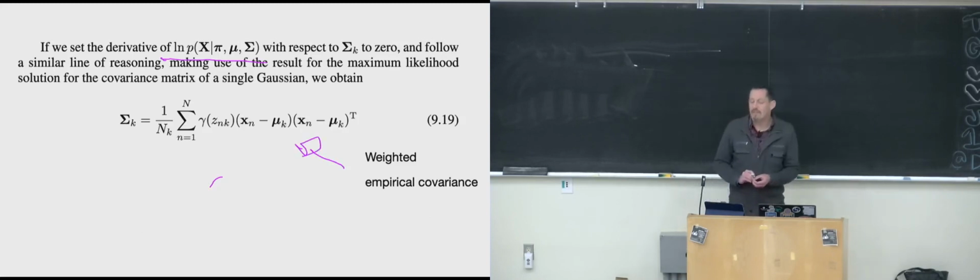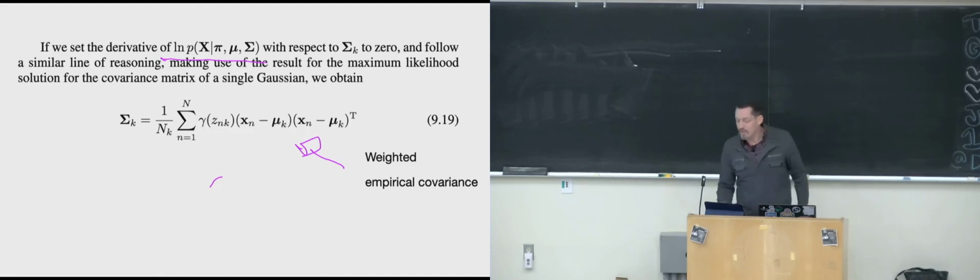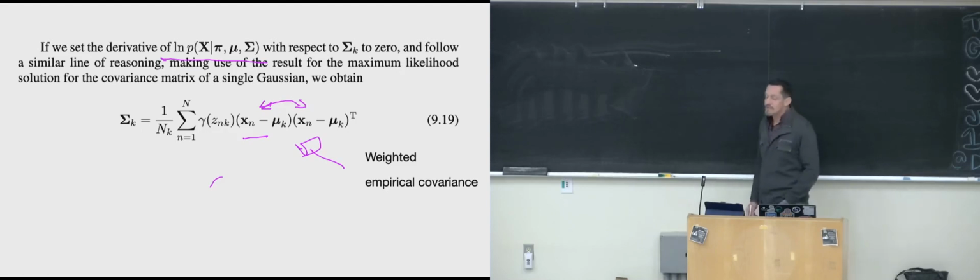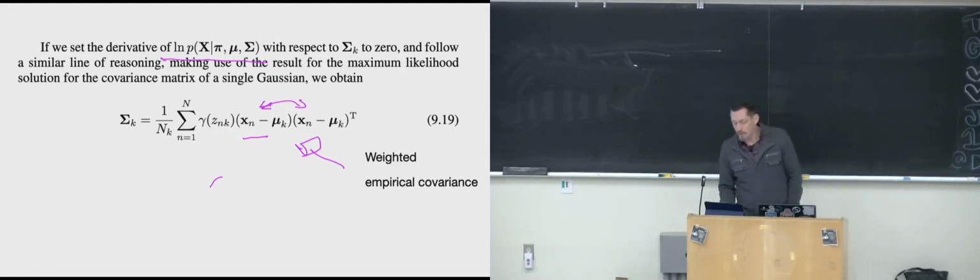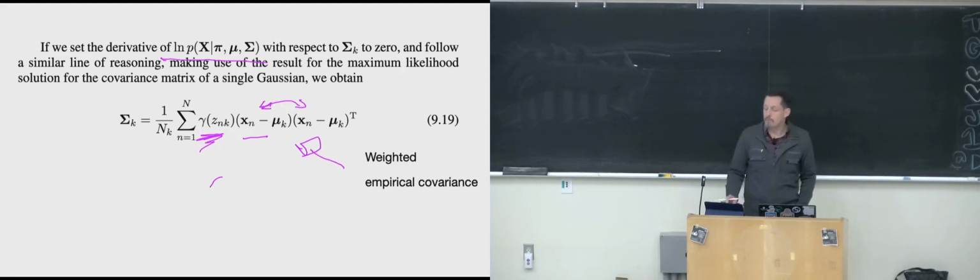That is, in fact, the empirical covariance matrix, right? X minus the mean squared, right? This is the squared version of that in linear algebra land. Once again, weighted by our responsibilities.